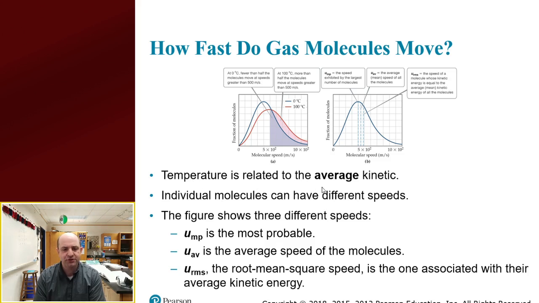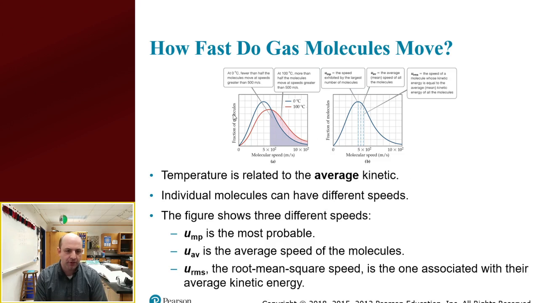We just said temperature is related to the average kinetic energy. But that's the average. Individual particles can have different speeds, different amounts of energy. Some will have less energy. Some will have more energy. And if you have less energy, you'll be moving slower. If you have more energy, you'll be moving faster. So remember, temperature tells you the average.